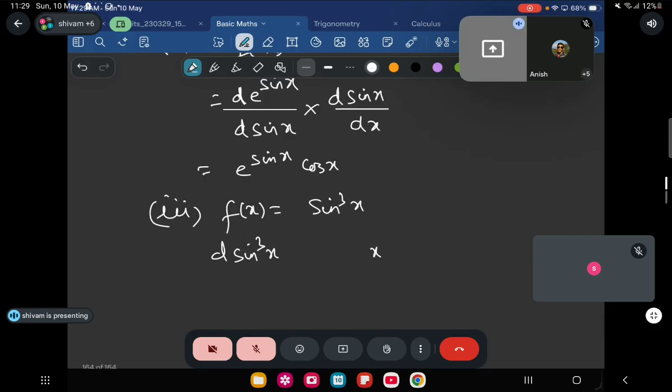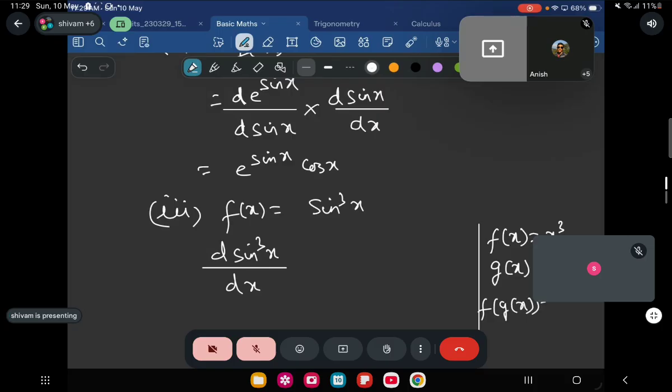Again, pay attention, everyone. d sin cube x divided by dx, I want to differentiate. Now it is an exponential function in sin cube x. If you look at it very clearly, it is a composite function of f of x equal to x cube and g of x equal to sin x. Then f of g of x will become sin cube x. Tell me everyone, are people able to understand?